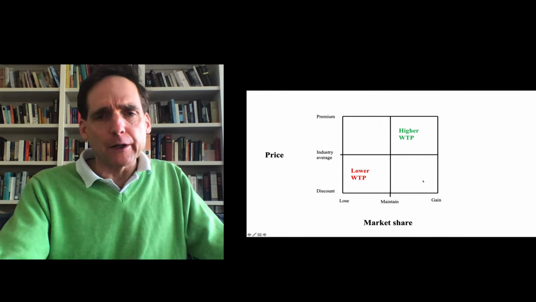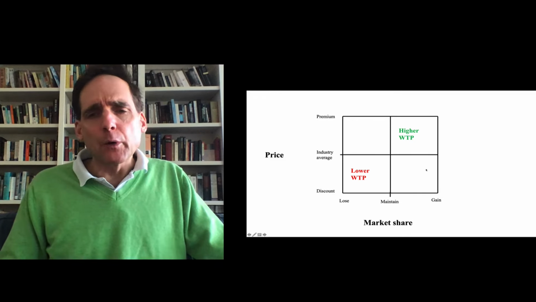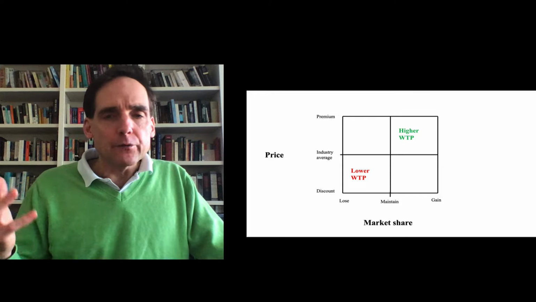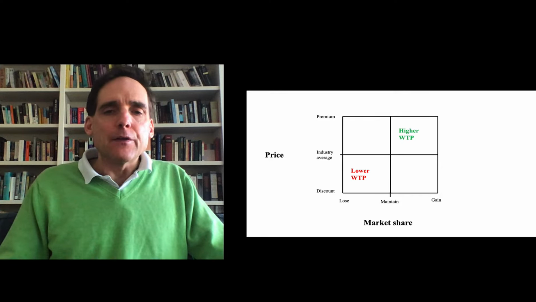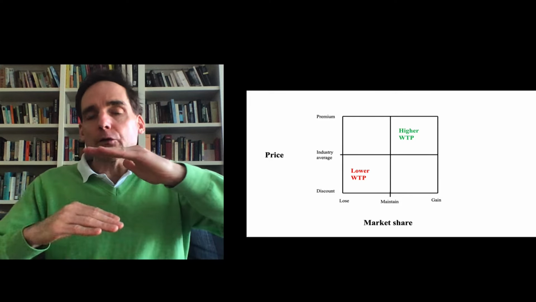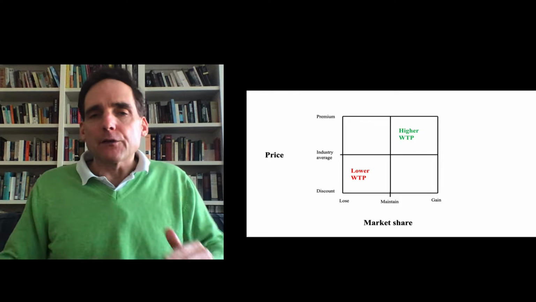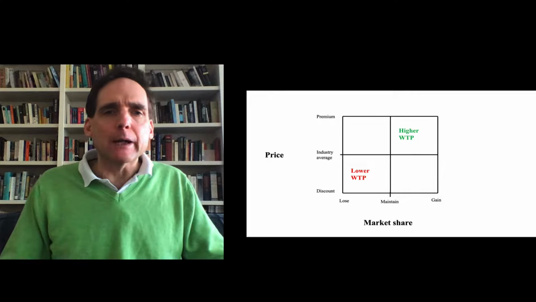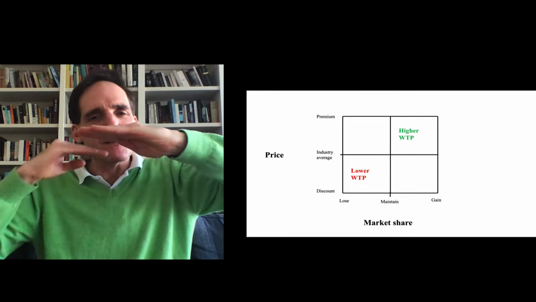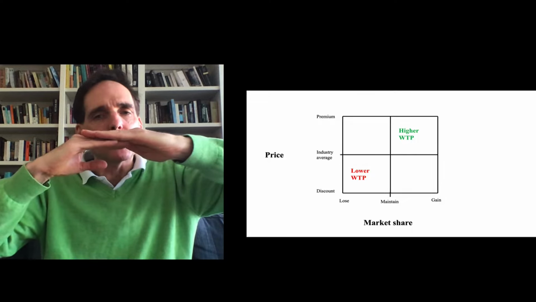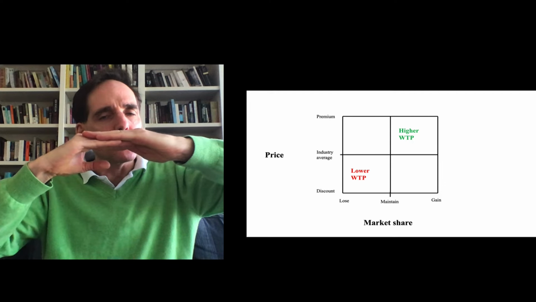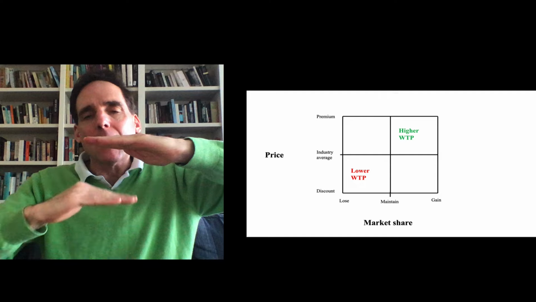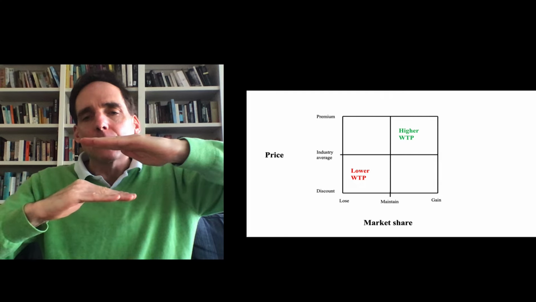Now let's think about the off diagonals. Let's take this one. So here we have a company, let's say it's Emirates Airlines, and they're pricing below the industry average, but they're gaining market share. Does that mean that they have a willingness to pay advantage? Not clear, right? It could be that the customer's willingness to pay for their flights is exactly the same as the industry average. Emirates is the only airline that drops their prices, and so they gain share.